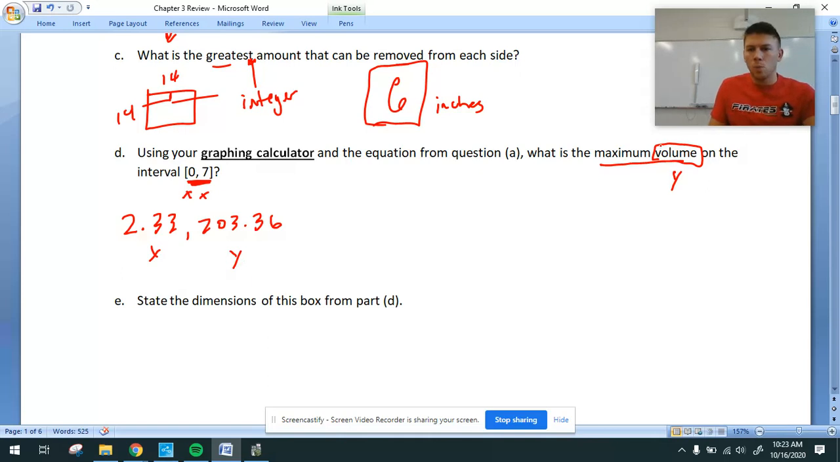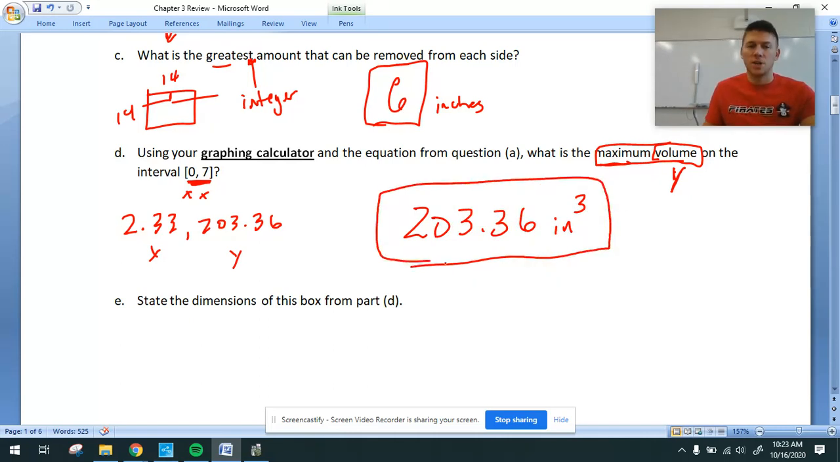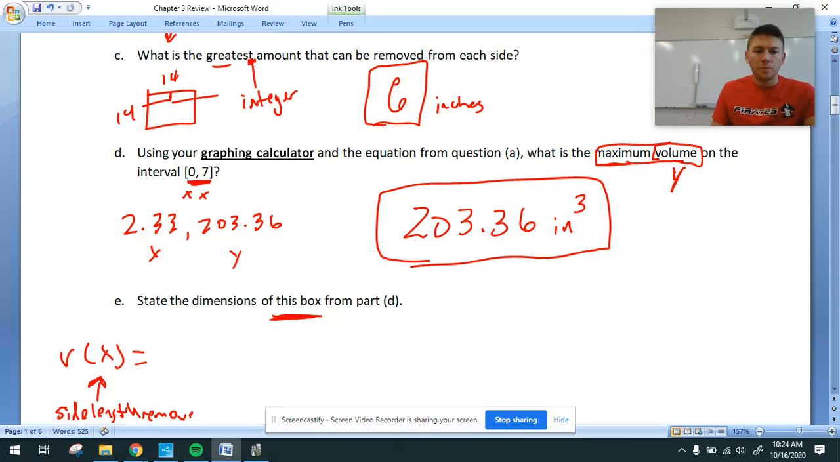Using your calculator, what is the maximum volume? Well, what is it looking for? The y coordinate. 203.36 volume, cubic inches, or inches cubed. State the dimensions of this box. Well, we know that the volume is based on x, which is the side length removed. Now the volume is x times 14 minus 2x times 14 minus 2x.